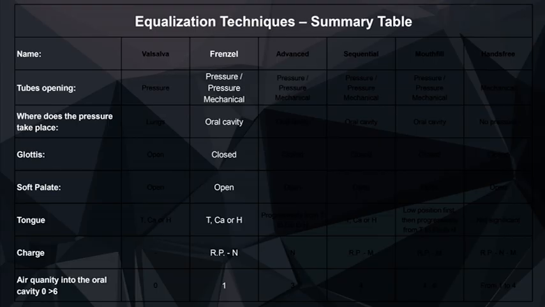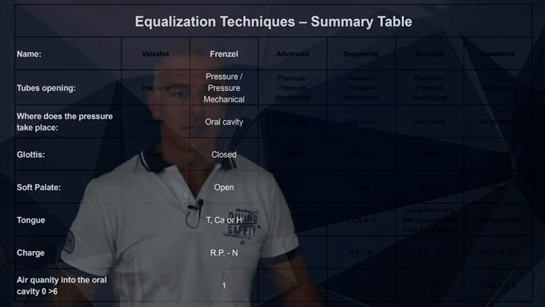The charge can be performed with the reverse packing or with the N. That is the name that I give to the abdominal contraction that we use to make the air shift to perform Frenzel. Air quantity in the oral cavity on a scale that goes from 0 to 6, where 0 is Valsalva, where we don't store any air because there is a direct passage from the lungs to the oral cavity and nasal cavity, and 6 is the mouthfill, that is the biggest volume of air that you can store in the oral cavity. So on this scale, the value is 1.